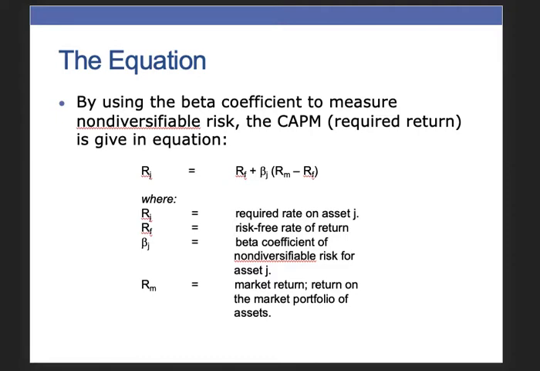By using the beta coefficient to measure the non-diversifiable risk, the CAPM, the capital asset pricing model, we are going to calculate the required return, which is given in this equation. RJ, the required rate of return, is equal to RF plus beta times (RM minus RF). RF is the risk-free rate, contohnya kalau macam T-bills ke, a risk-free rate investment. Beta is the coefficient of non-diversifiable risk, and RM is the market return on the market portfolio of assets.